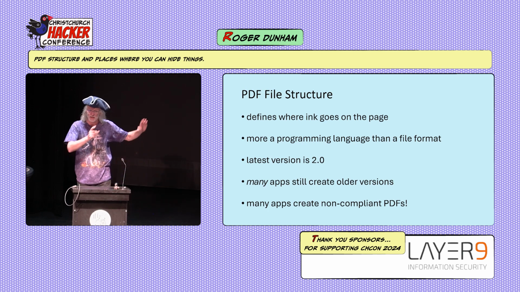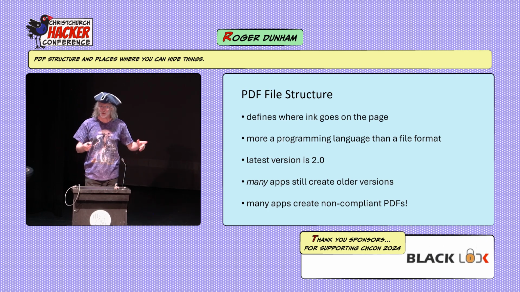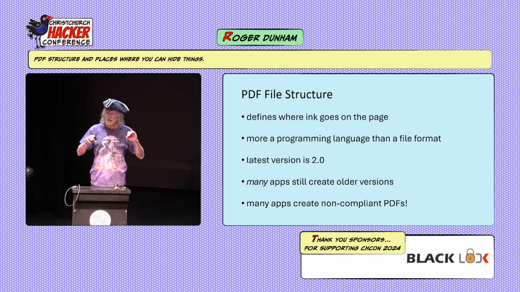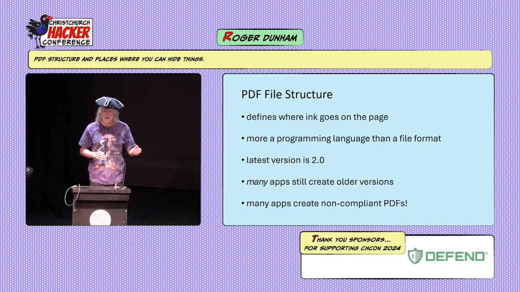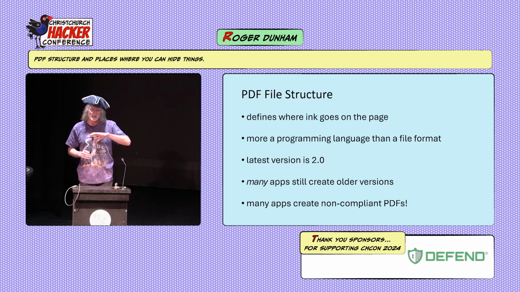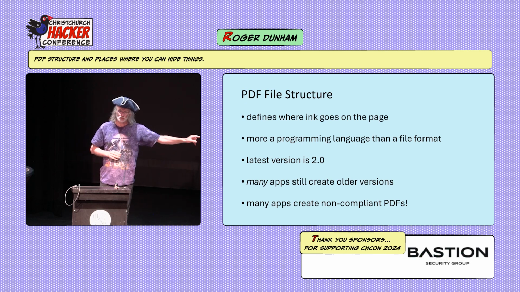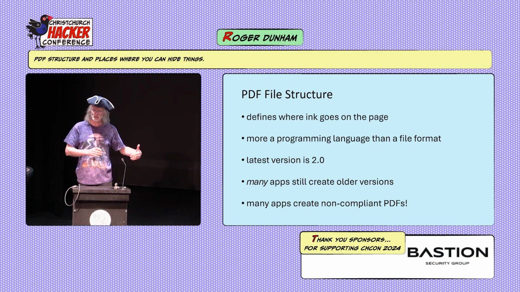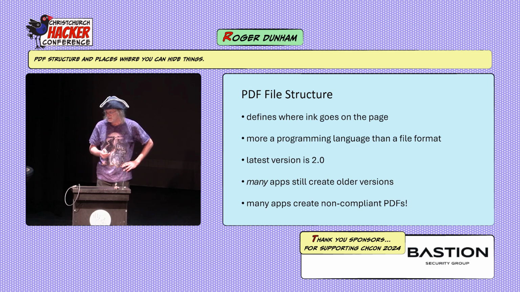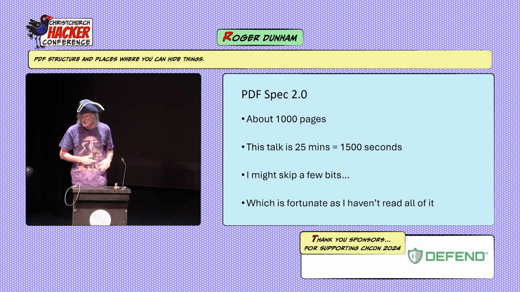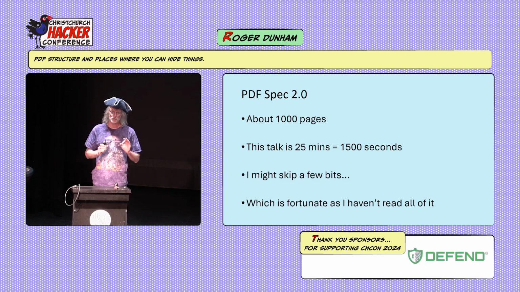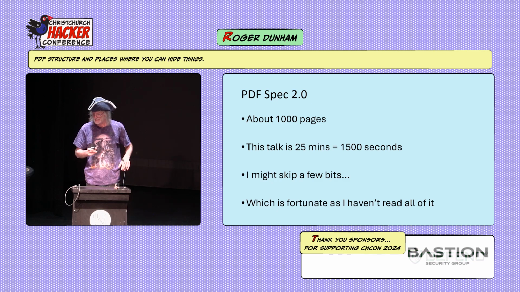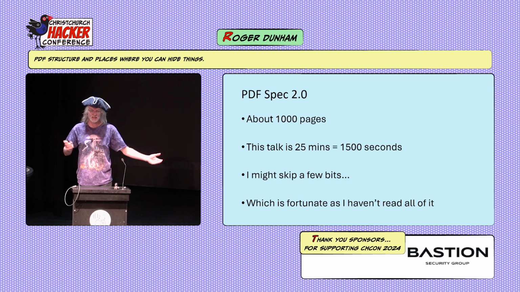So anyway, the latest version is 2, but lots of apps still create old versions. Lots of apps out there create broken things, which Adobe Acrobat will open, even though they're out of spec. Because Adobe Acrobat is by far the biggest player in the market, they dominate what people do. And people say, Acrobat does it, your software should. So other people are forced to also use out-of-spec docs. The actual version 2 specification is about 1,000 pages long. I've got less than 25 minutes for this talk, so I'm going to skip a few bits, which is just as well, because I haven't read all of it. But at the end of it, we'll all be friends together and we'll know more.